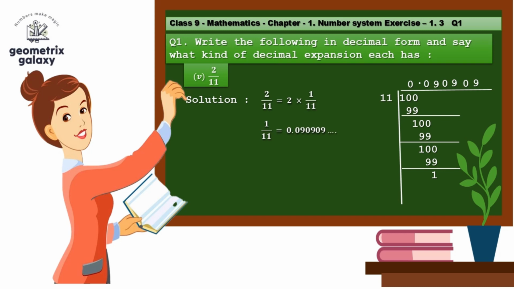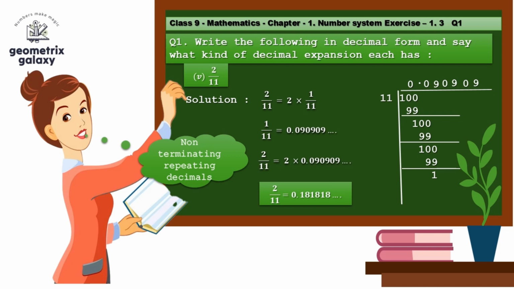0.090909 etc. So 2 by 11 is equal to 2 into 0.090909 etc. So now if you multiply it, you will get the value for 2 by 11 as 0.181818 etc. So now what type of decimal is this? This is a non-terminating repeating decimal.